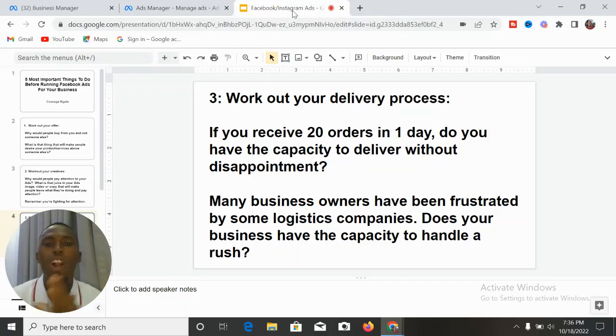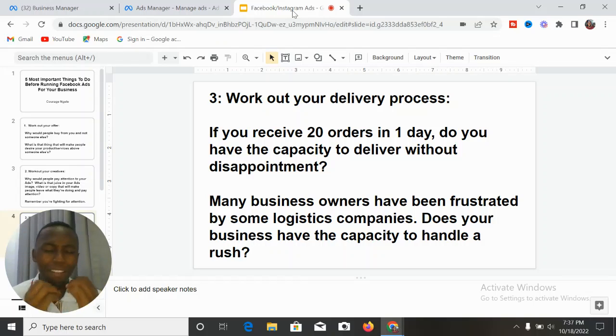The third one is work out your delivery process. We have seen situations where business owners have been frustrated by some logistics companies. This is the reality of many business owners in Nigeria today. You set up adverts, you run adverts. Don't you know that sometimes your advert can pick up and then you can have what we call rush orders? If you receive over 30, 50, 100 orders in a day, do you have the capacity to deliver?